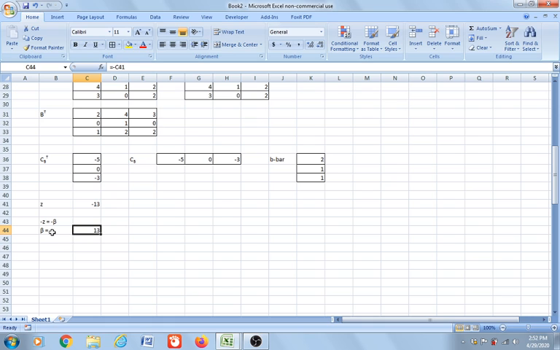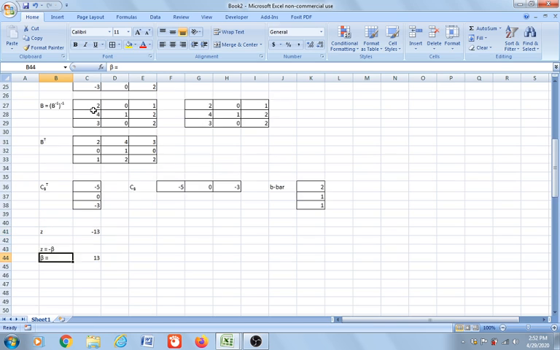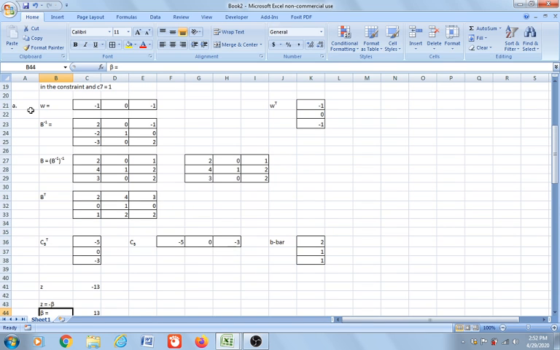Oh, I'm sorry. I think I made a mistake over here. So z should be minus beta. Okay. Z should be minus beta. Then beta is minus z because it is a max problem. So now we have the value of beta. So the value of beta is 13. So that's the answer for problem A.